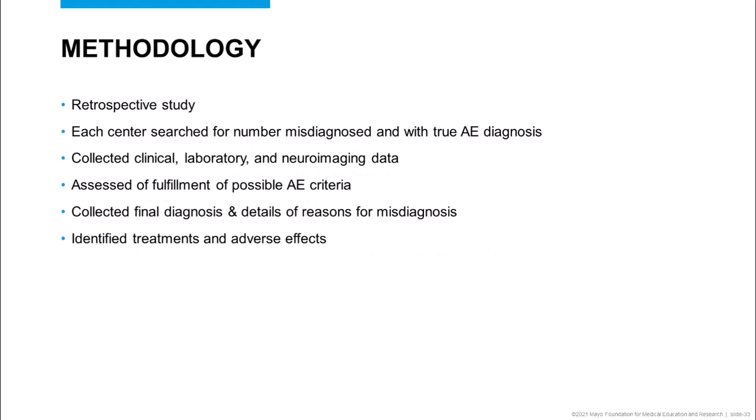So this was a retrospective study. And what we did was we asked each center to look over their cases and see how many they had misdiagnosed as autoimmune encephalitis, and then also try and get a number of how many had true autoimmune encephalitis. And we collected their clinical, laboratory, and neuroimaging data, and we looked to see if they fulfilled criteria, the possible criteria, as we mentioned, and then we collected the final diagnosis in these cases and the reasons for misdiagnosis. And we also looked at treatments and adverse effects.